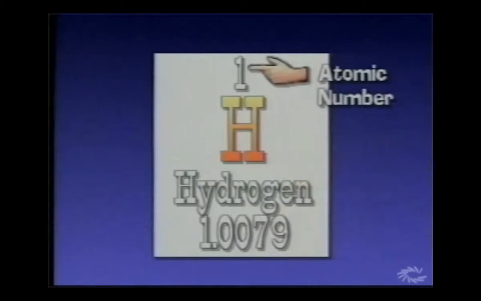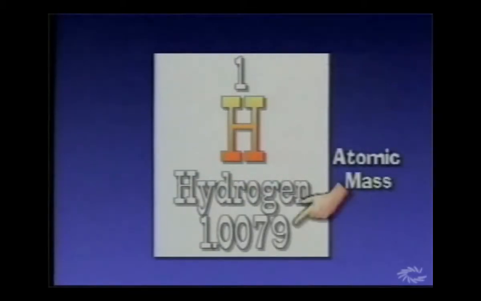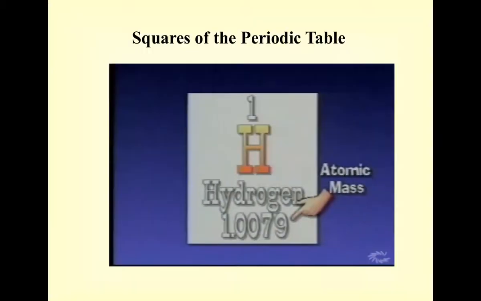At the top of the box is the atomic number, which tells the number of protons in each atom. At the bottom is another number. That is the atomic mass of the element. Notice that the atomic masses are not whole numbers. Recall that this is because they are averages. And we discussed that those were averages when we first took a look at the periodic table.